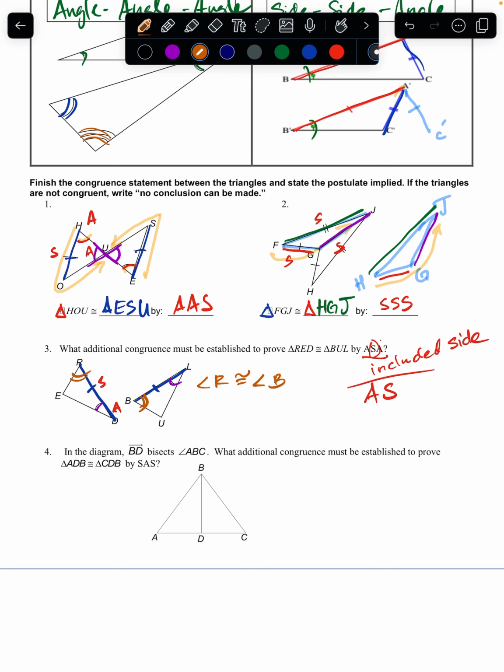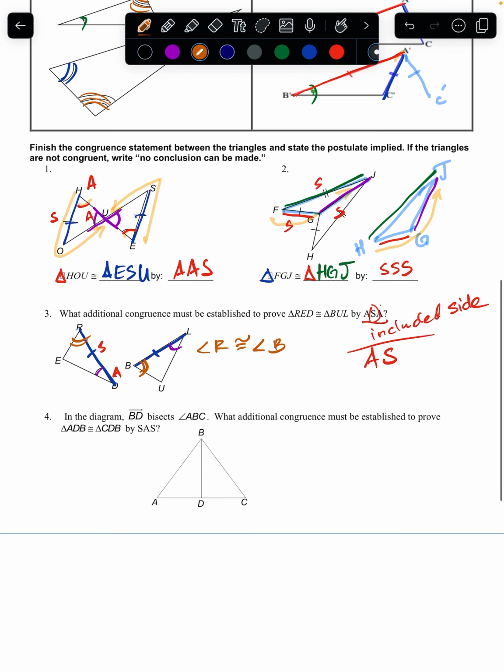Okay, next we have number 4 in the diagram. BD bisects. So this is our BD right here. So it bisects angle ABC. So let's highlight ABC. ABC is here. So that means these two angles must be the same. So angle ABD must be congruent to angle DBC. That's by definition of an angle bisector.